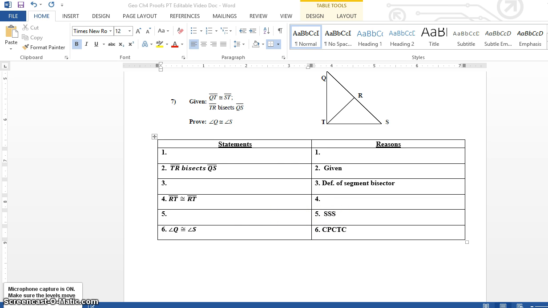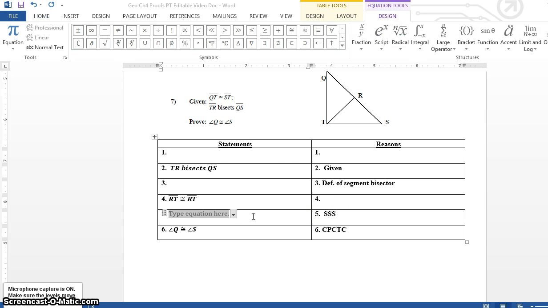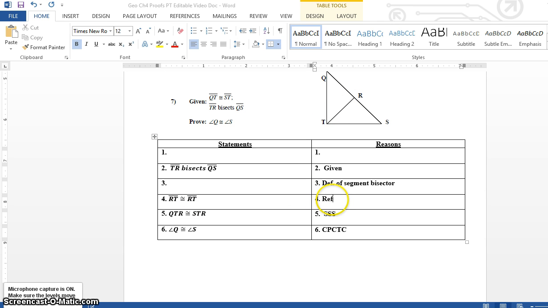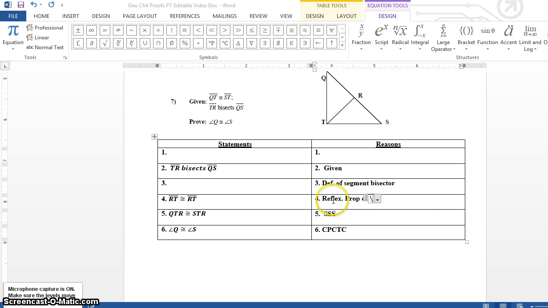So we're proving that, I'm going to start skipping out on notation because of time, triangle QTR is going to be congruent to triangle STR. Make sure you're showing your triangle symbols. Then we see RT is congruent to itself. If it's congruent to itself, that is most definitely the reflexive property of congruence.